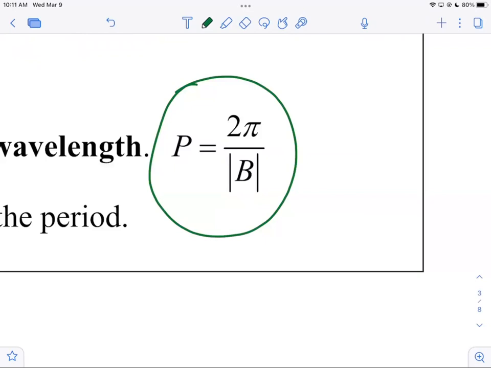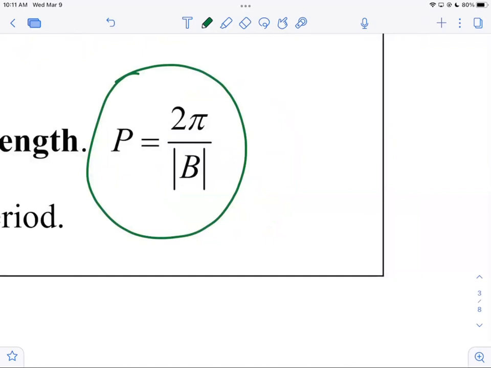Now, later on, I'm going to be giving you the graph and I'm going to be asking you to write the equation. So mathematically, those two can just change places. If you have the graph and you want to find the value of b, it's 2 pi over the period, okay? They're interchangeable. So you've got to know that. B and p are not the same, but they're two sides of the same coin.